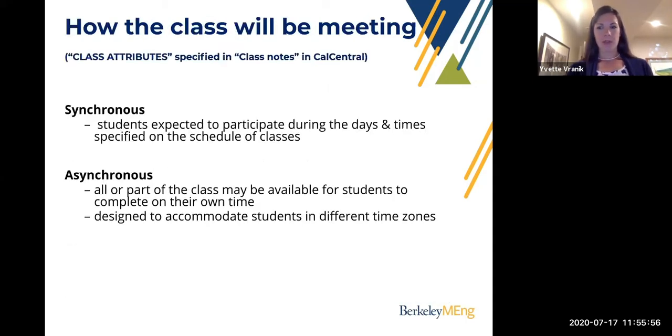Another important thing to pay attention to is the class attributes. This means how the class will be meeting. It can be found in the class notes section in CalCentral. There are 2 types of attributes: synchronous, which means that there is a schedule for the class. The class will be meeting on the same day and the same time every week, and you're expected to follow this schedule. With the asynchronous classes, there is no set schedule, and you can complete most of this class in your own time, which is perfect for you if you are maybe 12 hours ahead of us.